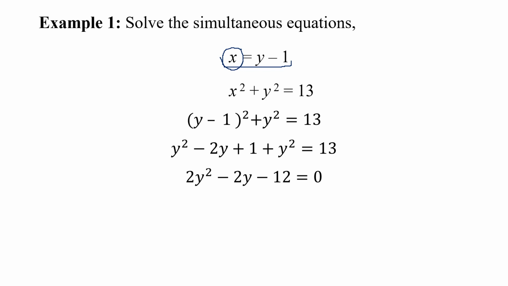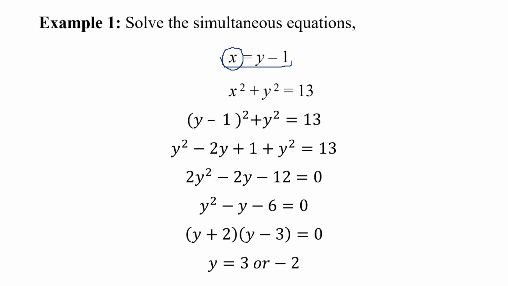Now let's solve. We can reduce this equation by dividing throughout by 2, and we find y squared minus y minus 6 is equal to 0. If we factorize this, the factors are minus 3 and plus 2, so the factors are minus 3y and 2y. So we find y plus 2 and y minus 3. Let's solve for y. y is equal to 3 or minus 2. Done with y, we now have the values of y.